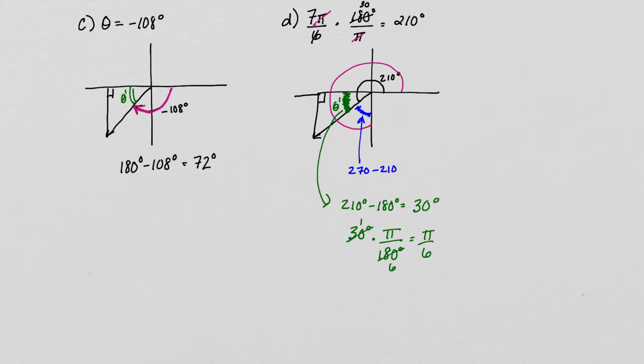Okay, so I have some people telling me they didn't understand this problem. So we started with 7 pi over 6. The very first thing I did was convert it to degrees, because it's a little easier to think about things in terms of degrees. So 7 pi over 6 turns out to be 210 degrees. So 210 degrees is this part here.